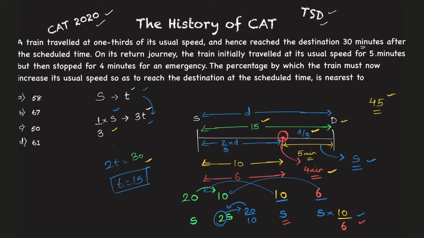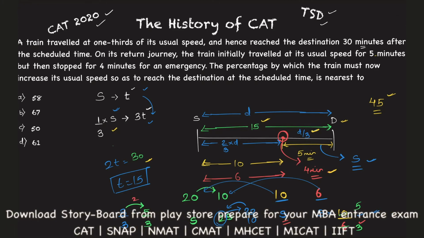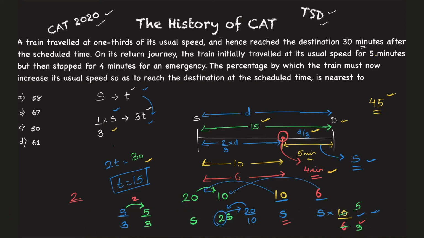Now just calculate this. 2 5s are 10, 2 3s are 6. So initially say it was s, now it has become 5 by 3 of s. So you can think in this way. Initially it was 3 by 3, that is 1. Now it has become 5 by 3. So increased by what? Increased by 2 over 3. Or else you can take it in a simple way. This is 5, so this is 2 by 3, which is nothing but 66.66%. Which is nothing but your option number B. So the speed has to be increased by 67% so as to reach the destination on the scheduled time.